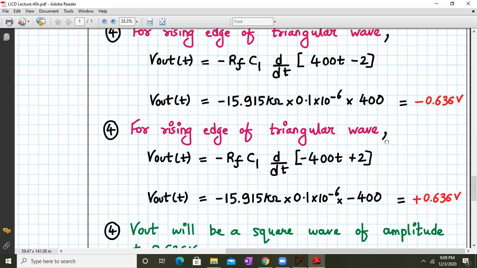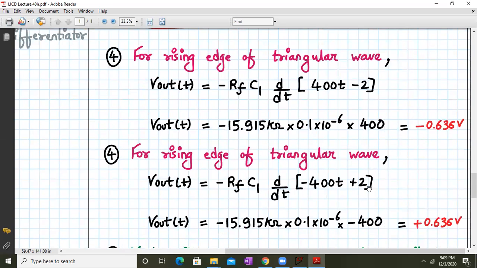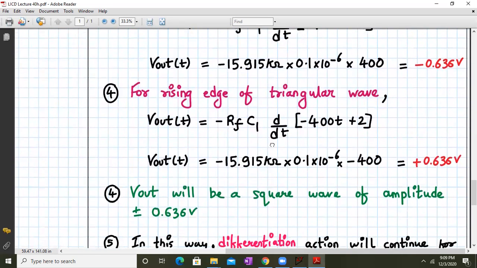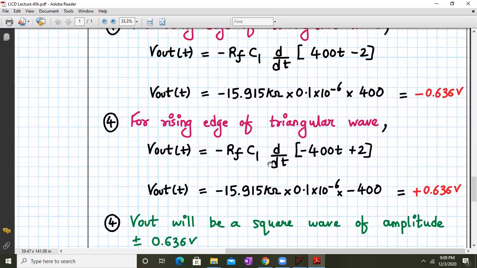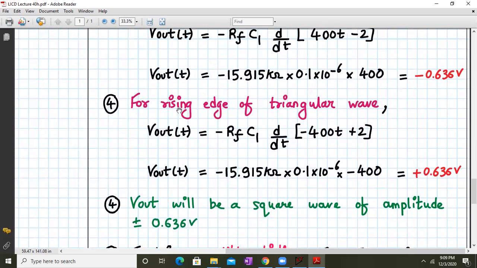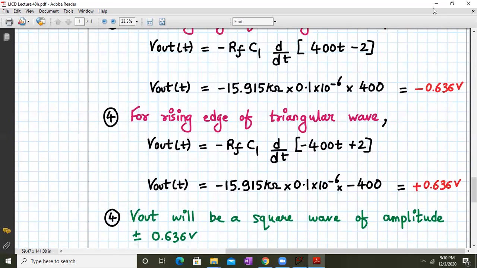Similarly, for the falling edge of the triangular wave, here it will be minus 400t plus 2. So the result will remain the same. The only thing is the sign of the output will be different. So V out of t will be plus 0.636 volts. So output will be a square wave of amplitude plus or minus 0.636 volts. For the entire duration of the rising edge and the falling edge of the triangular wave, it will be a constant either at plus 0.636 or minus 0.636. Now let's test it out in LT Spice and check.